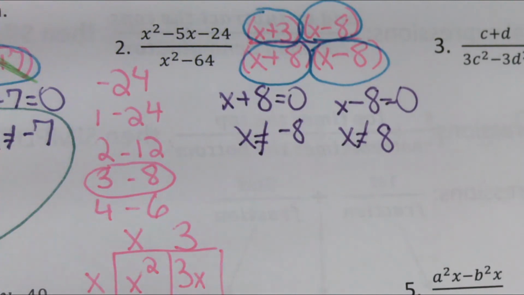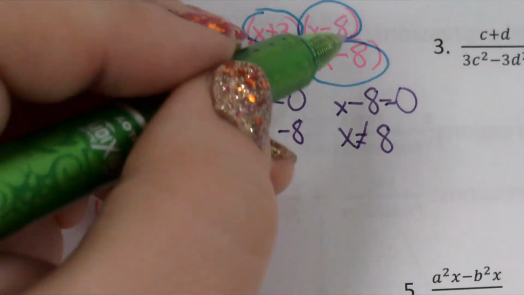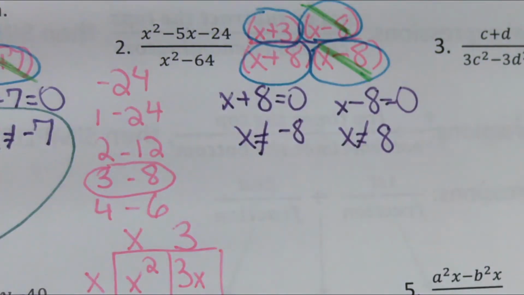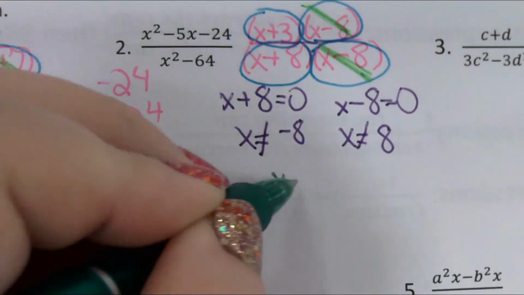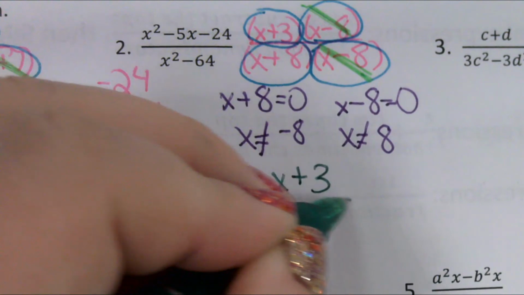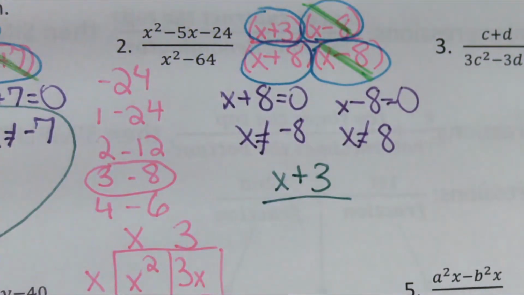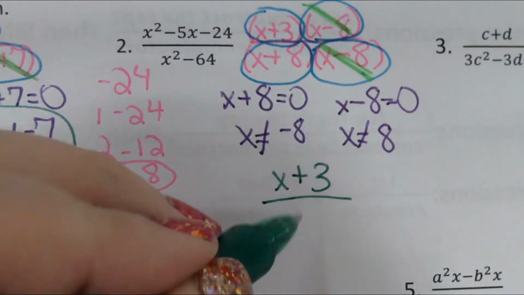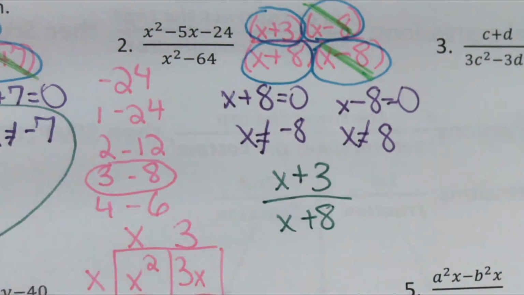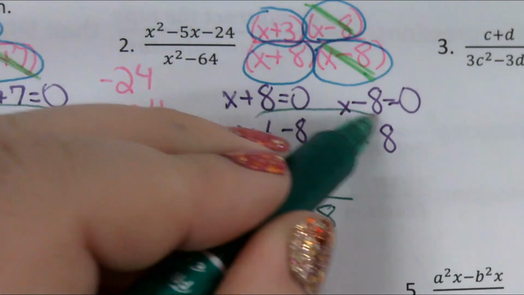Once we've found our excluded values, we can cancel out identical factors. As you can see, we have x minus 8 on top and bottom, so those are going to cancel out. What remains is the numerator of x plus 3 and the denominator of x plus 8. So my simplified answer is x plus 3 over x plus 8, and my excluded values are 8 and negative 8.